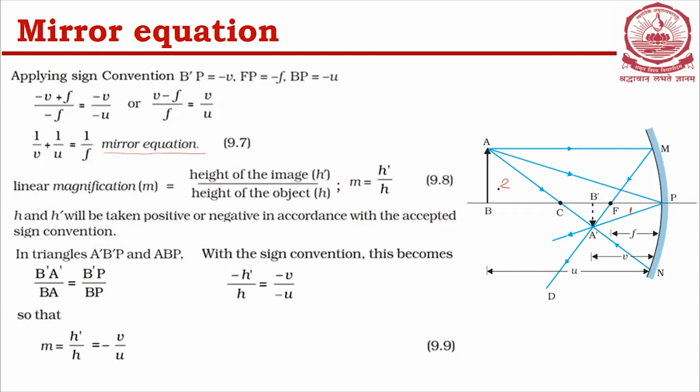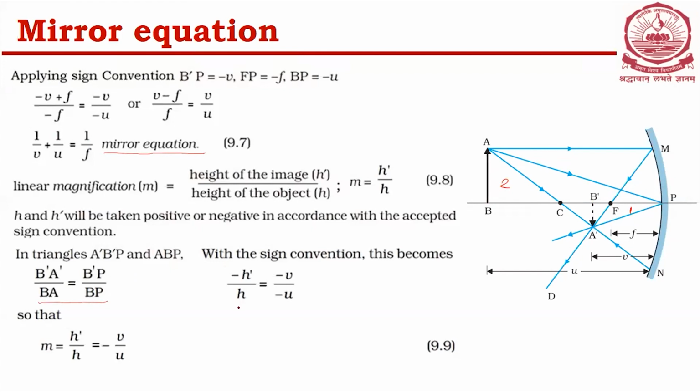So this distance BP is the distance between this point B of the object and the pole, and B dash P is the distance between the image point B dash and the pole. So I have written this equation from the right angle triangles.